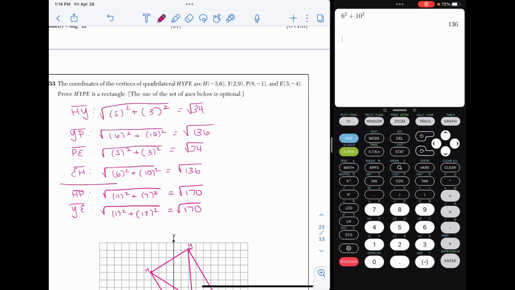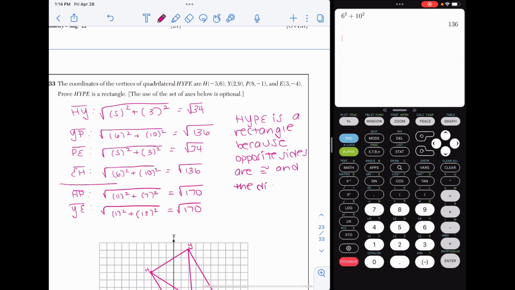To finish this off, we're going to write a sentence or two concluding how we know that this is a rectangle. So I'm going to say HYPE is a rectangle because, and now let's just explain what we showed with our work. We showed opposite sides are congruent and the diagonals are congruent. And that finishes off number 33.